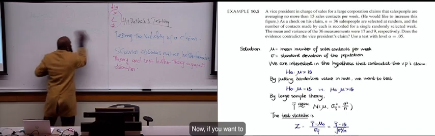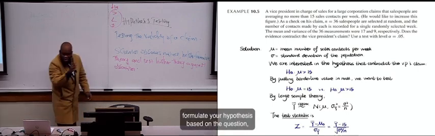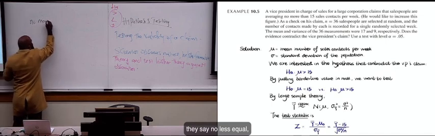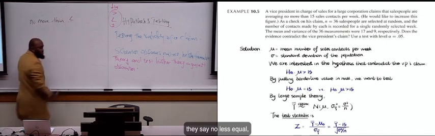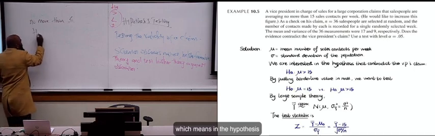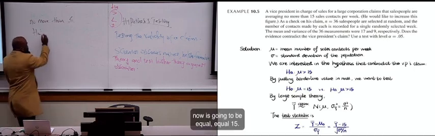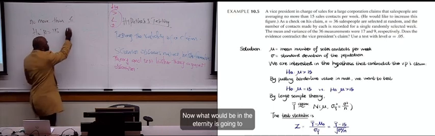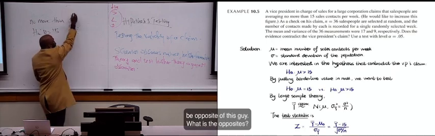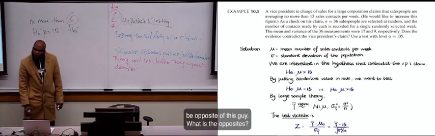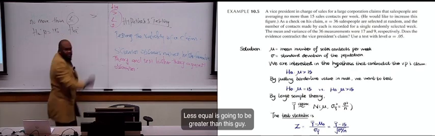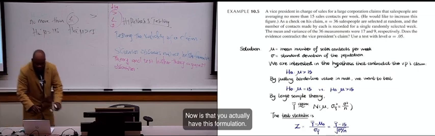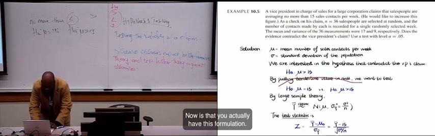Now, please, if you want to formulate your hypothesis based on the question, no more than means less or equal. Which means in the null hypothesis, it's going to be mu equal to, something equal to 15. Now, what will be in the alternative is going to be the opposite of this. What is the opposite of less or equal? It's going to be greater than. So this is how you actually have this formulation.